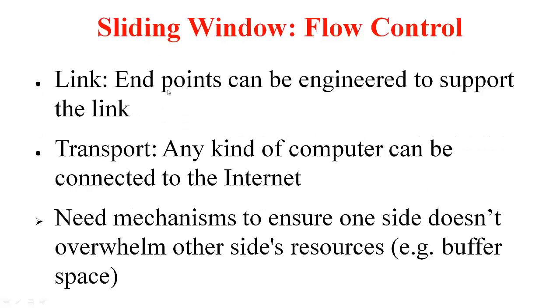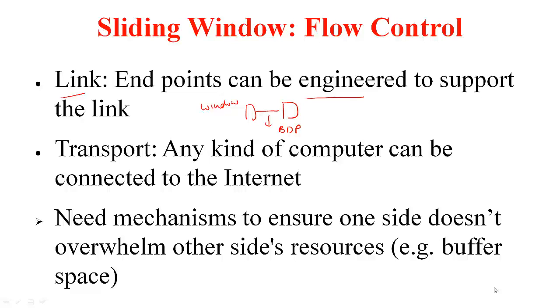I mentioned flow control before. When you do sliding window at the link layer, you can definitely engineer the two endpoints to support the link. What I mean by this is, if you have this link, you know the bandwidth delay product of this link because you have set up the link between these two endpoints. Thereby you can choose the window size appropriately.